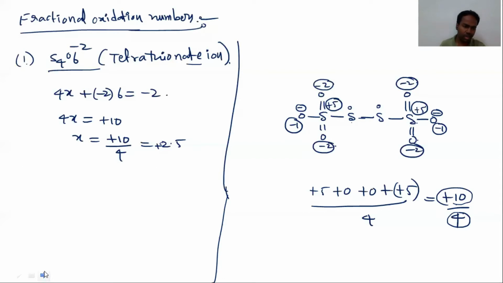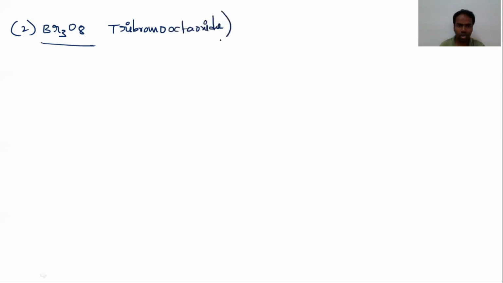Now, in a similar way, one more question. Second one, Br3O8. How many bromines are there? 3 bromines. That's why this compound is called tribromo. The number of oxygens is 8, hence it is called octoxide. So tribromo octoxide. Find the bromine oxidation state in the normal, general way.